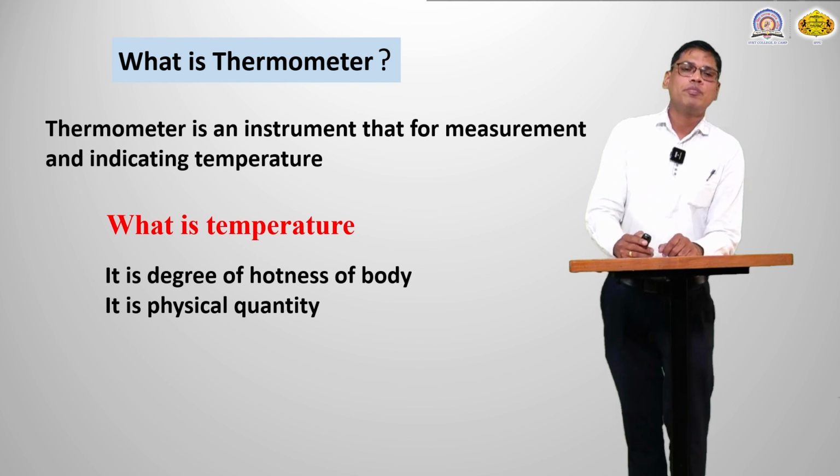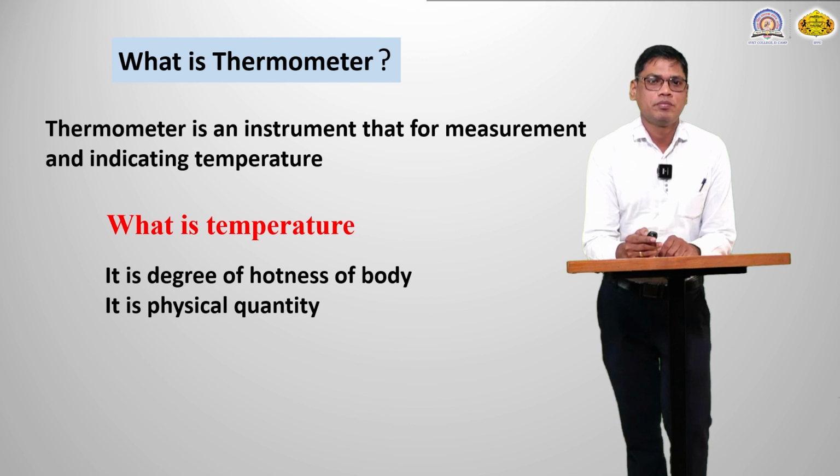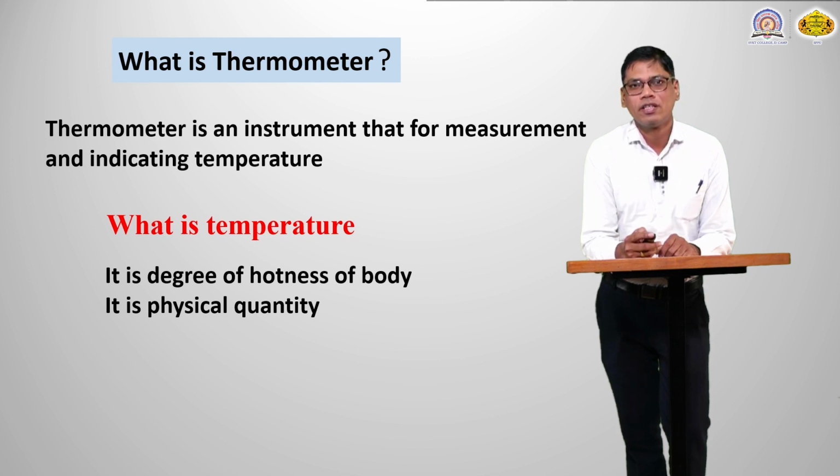So what is the need of measurement of temperature instead of heat? Because we cannot measure the heat of any material directly. For that purpose, we require the specific heat of that material and the quantity of that material. So instead of that, we measure temperature. For measuring temperature, we need a thermometer.